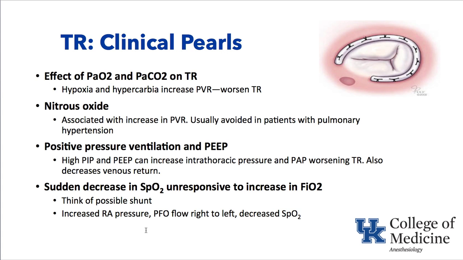Up at the top shows an annular ring that can be put in a patient with TR to pull those leaflets together, pull the annulus together to make it non-regurgitant. So that's a tricuspid regurgitant repair.